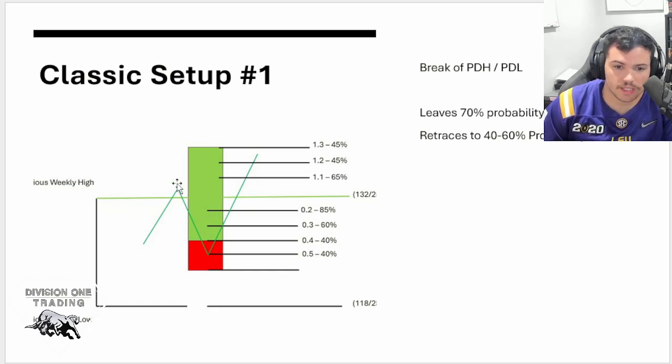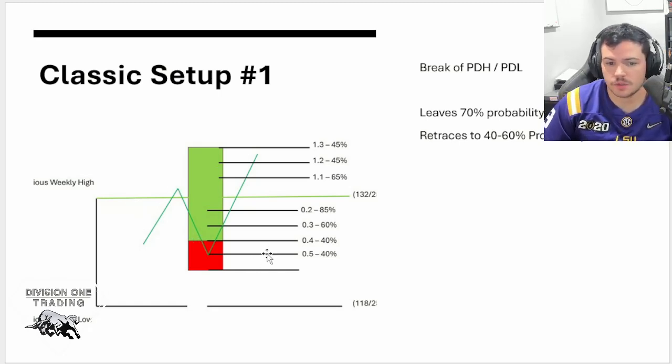So we break that previous daily high. We pull back, again, sweet spot somewhere between 40 and 60%. Now, the key here in classic setup number one is we have to leave a 60% probability or better, or 70 really is what we'd like. 60 is just rule of thumb, right?